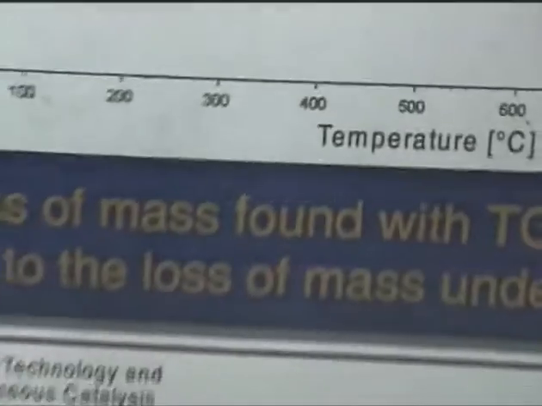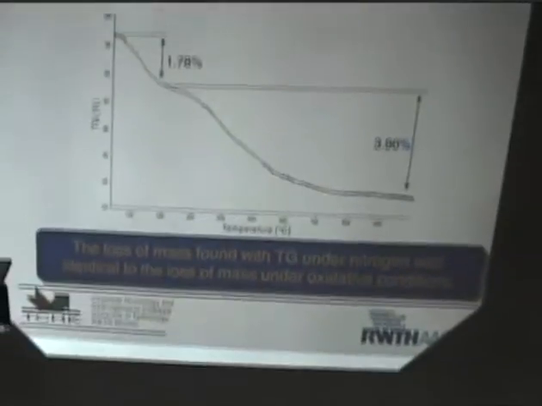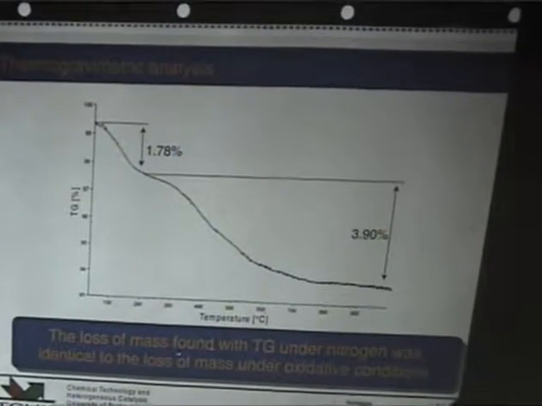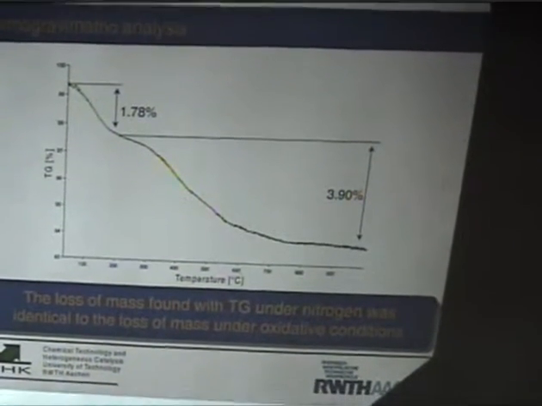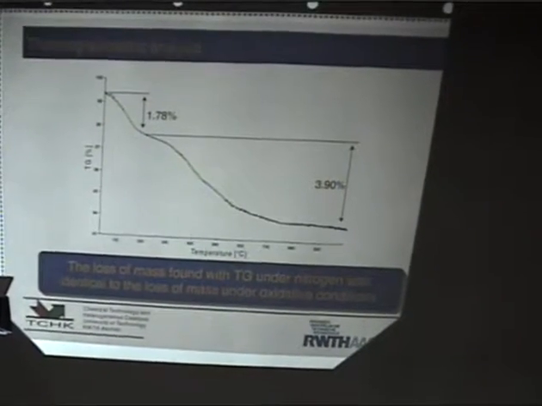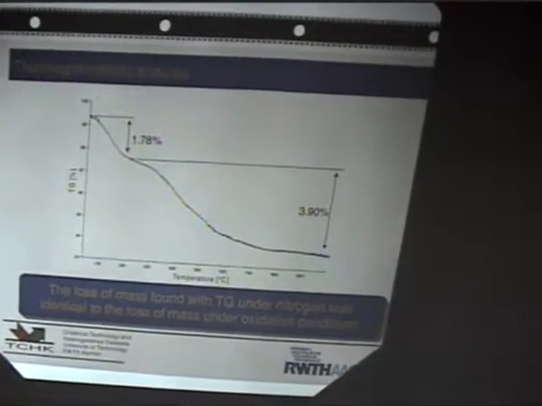Therefore, we thought, we have aliphatic deposits. Maybe we do not need oxygen to get rid of them. And what we have done, we used just nitrogen and purged a lot of nitrogen over the catalyst at a certain temperature of around 500 degrees. And we could see in the thermogravimetric analysis that we could get rid of these carbon deposits, and that the mass loss found in the TG under nitrogen was almost identical with the mass loss under oxidative conditions. So we can regenerate with nitrogen.